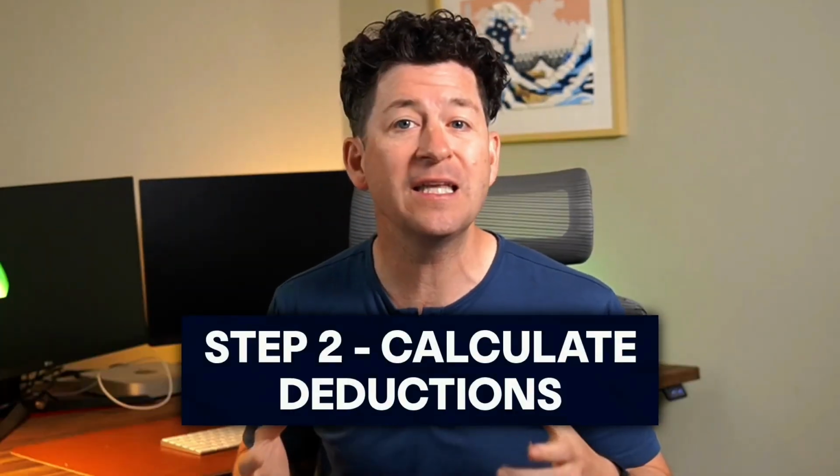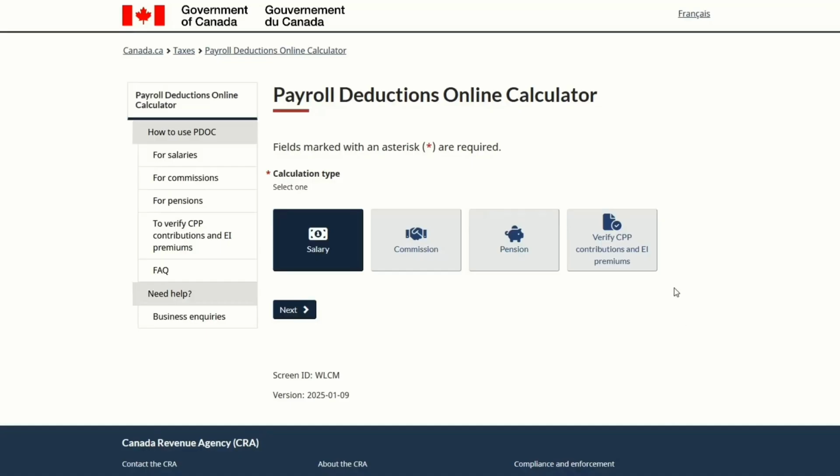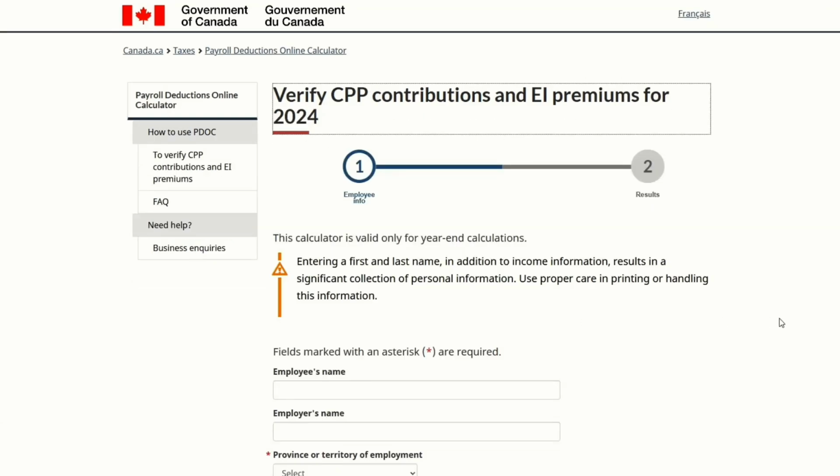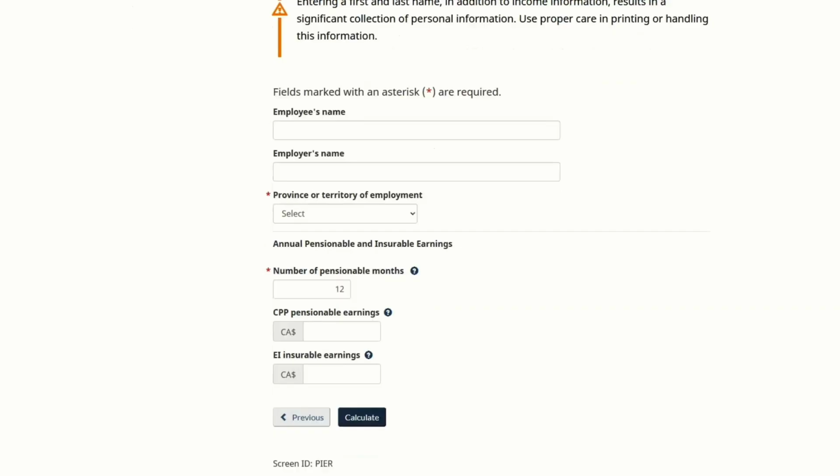Step 2, calculate deductions. Next, figure out how much to withhold for income tax, CPP, and EI. The easiest way to do this is with CRA's Payroll Deductions Online Calculator, which is linked below. Just plug in the applicable information such as the province, pay frequency, gross pay, and tax codes from your employee's TD1 form. The calculator will then give you the amounts you need to withhold, how much to pay your employees, also known as their net pay, and how much to remit to CRA.